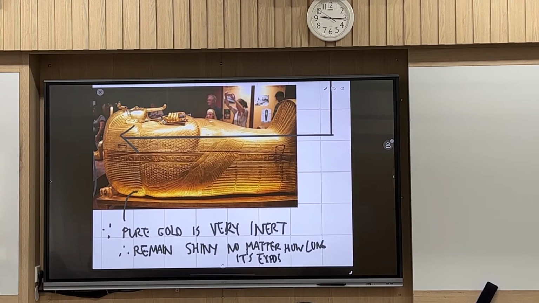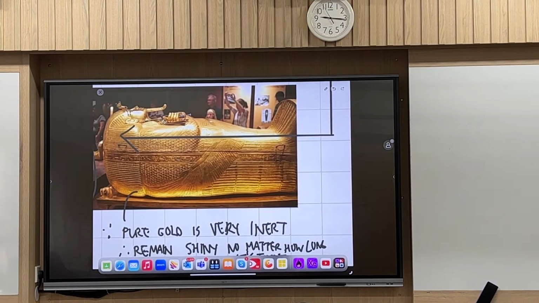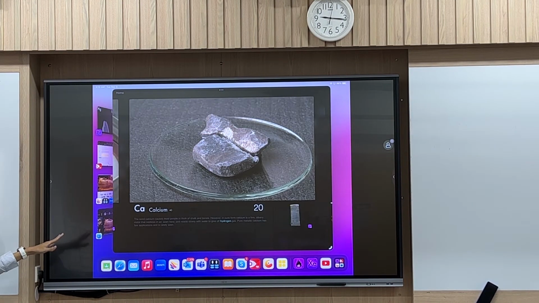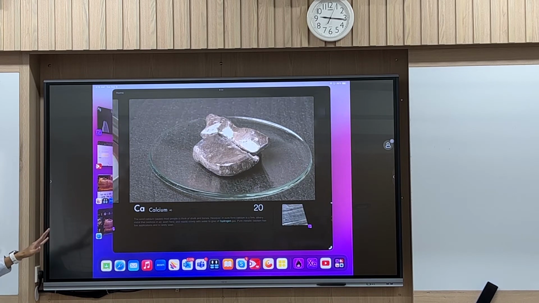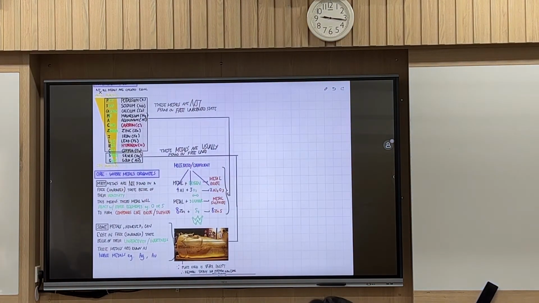But look at other metals. I think I showed you this video before. Look at other metals like calcium. It loses its shininess over time, right? And this is not even a time-lapse video, it's in real time. But no matter how long you expose gold to air, this will not happen to gold. This is known as tarnishing, losing shininess, losing its natural luster. So this is what we will turn to next as well.